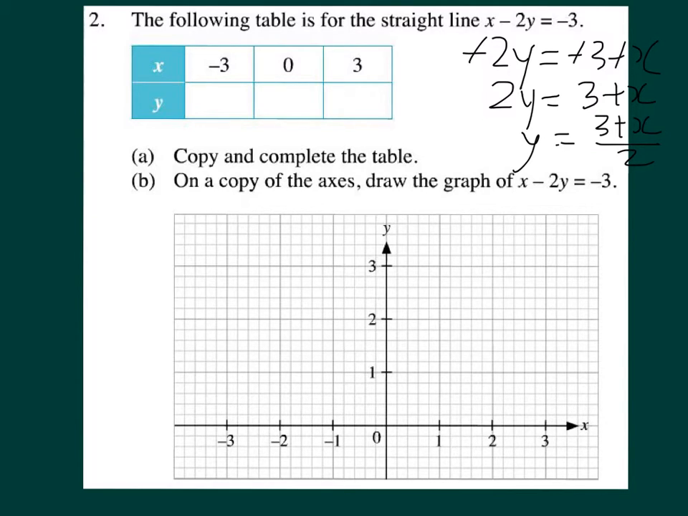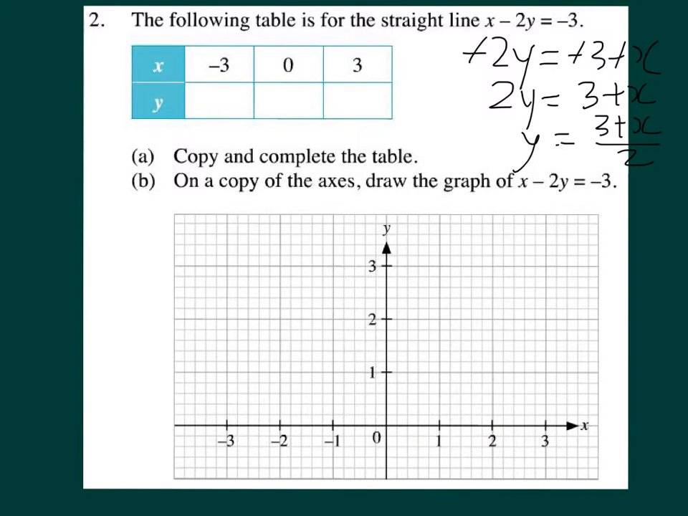The limit now is negative 3 and 3. So negative 3 and 3. So that's it. My x-axis I draw from negative 3 to 3. Can you see my green arrow?